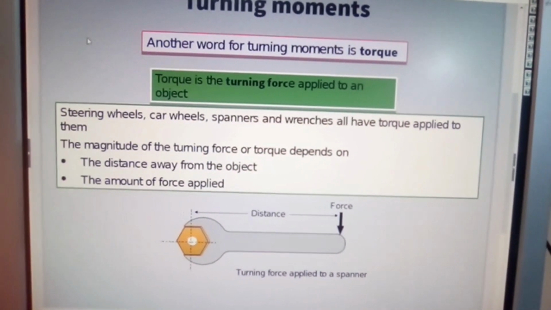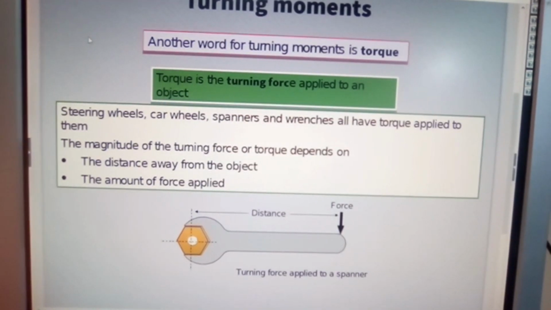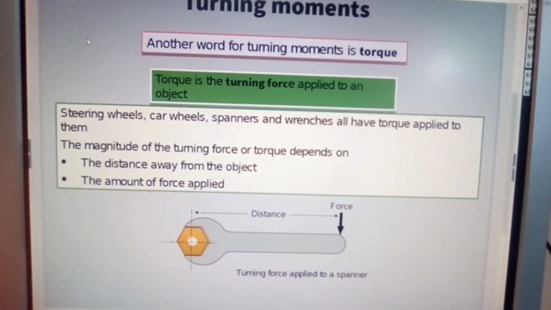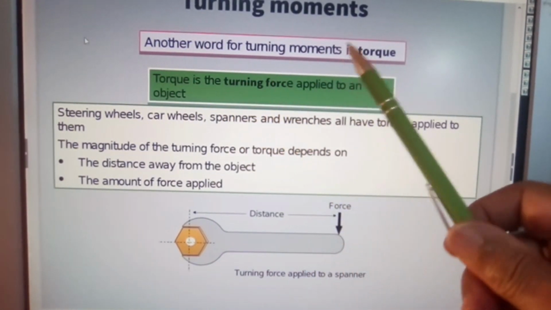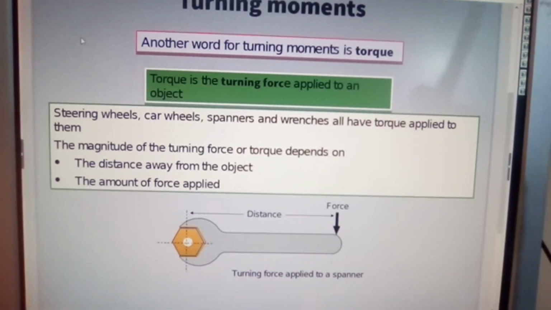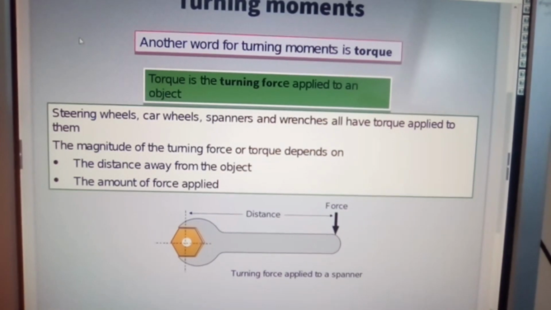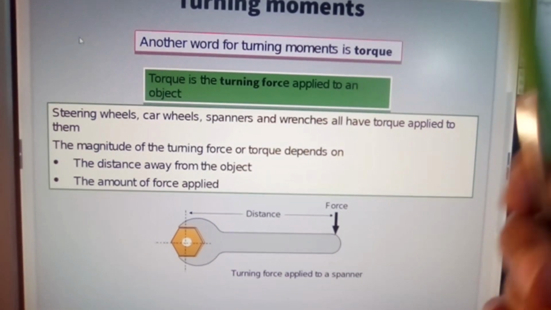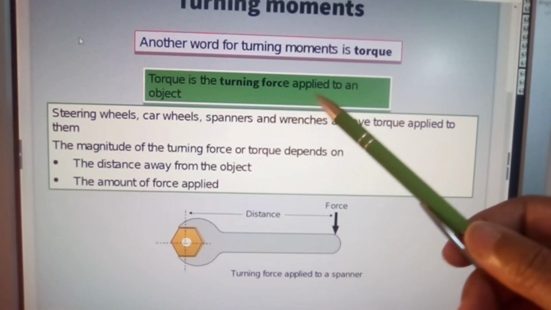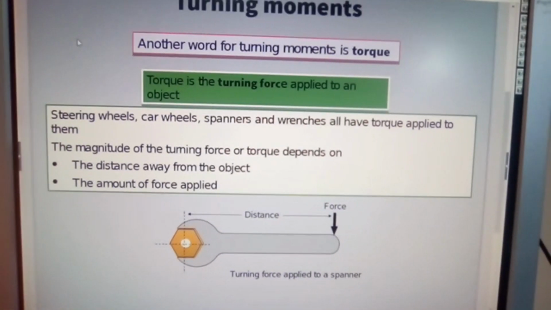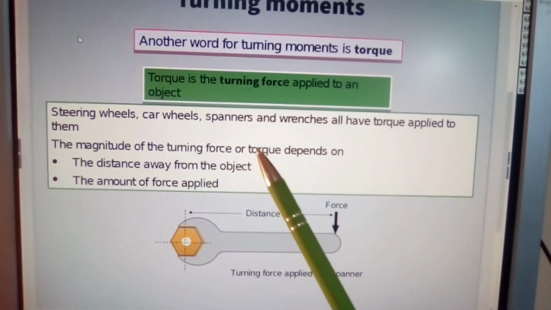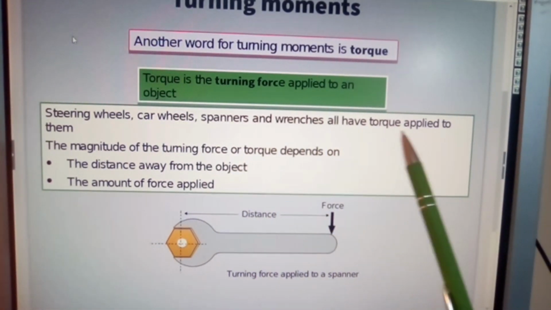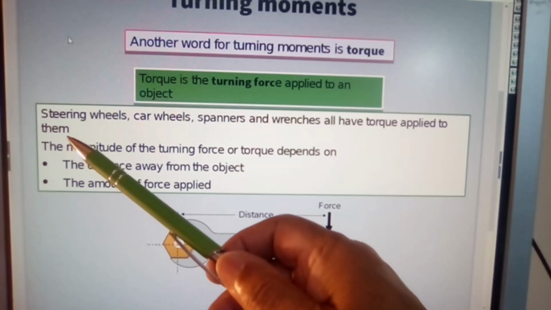Now let's look at turning moments. What is a turning moment? What are we talking about? We're talking about turning moments. Another word for turning moment is torque. We're talking about the torque or the force required to move an object or to rotate it. Torque is the turning force applied to an object. Steering wheels, car wheels, spanners and wrenches all have torque applied to them.